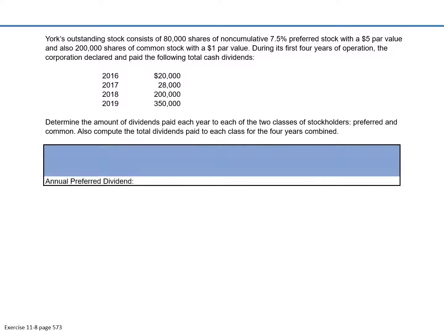So our annual preferred dividend, they tell us, the par value for the preferred share is $5. They tell us the rate is 7.5% for preferred stock. So if you take $5 times 0.075, that means the dividend per share is 37.5 cents.